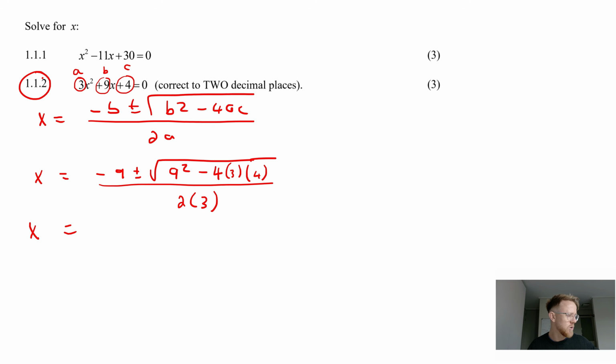Now you can just use your calculator and get your two different answers. Your first answer should be negative 0,54, and for the other one, this would become negative 2,46 if you round to 2 decimals.